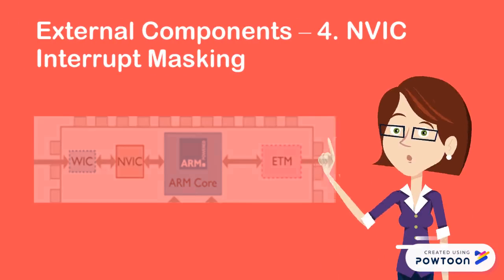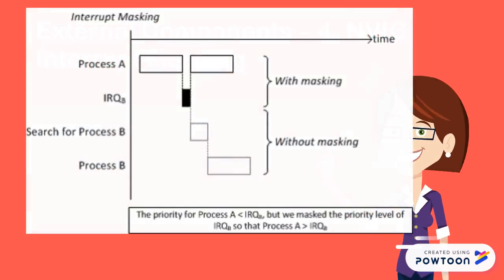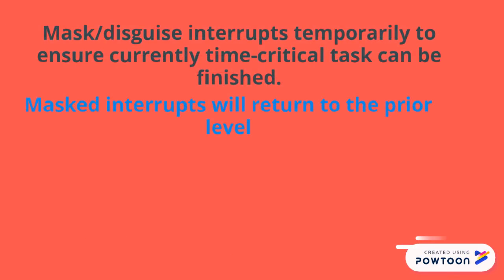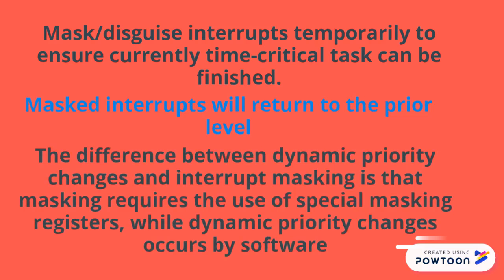Masking disables interrupts temporarily to ensure a currently time-critical task can be finished. Masked interrupts will return to the prior level. The difference between dynamic priority changes and interrupt masking is that masking requires the use of special masking registers, while dynamic priority changes occur by software.